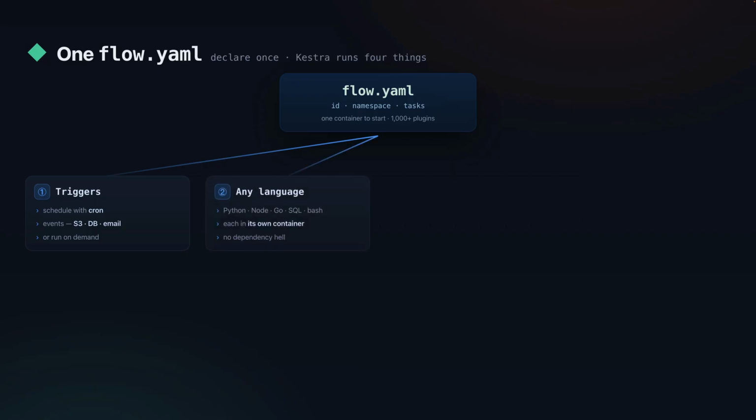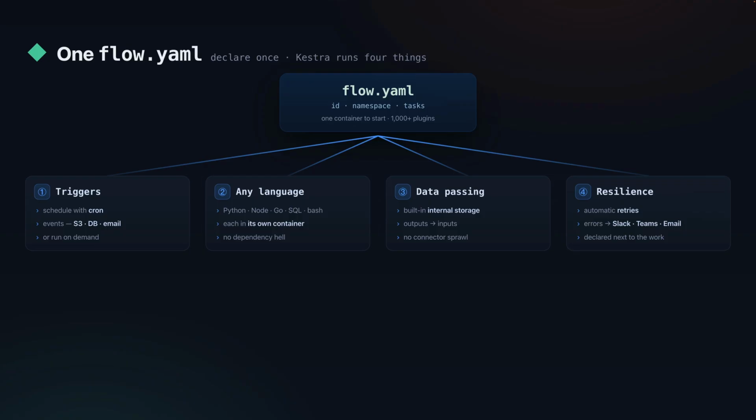It runs any language, Python, Node, Go, SQL, Bash, each script in its own container, so there is no dependency hell. It passes data between tasks through built-in internal storage, like having an S3 bucket wired in. And then it recovers on its own with retries and error workflows.